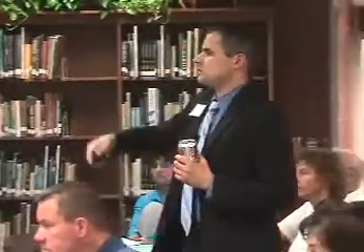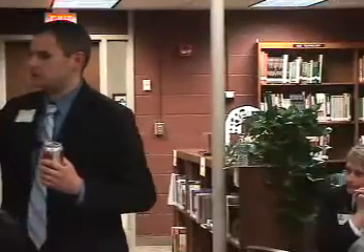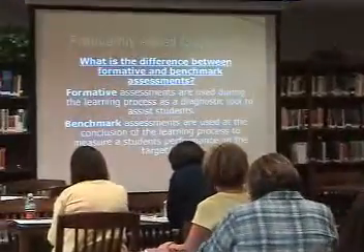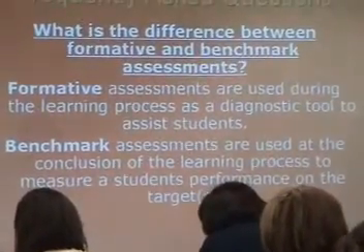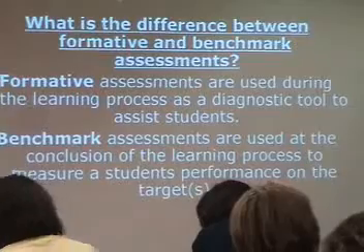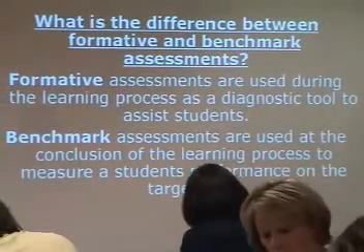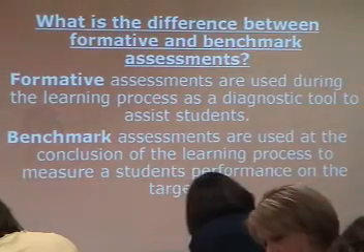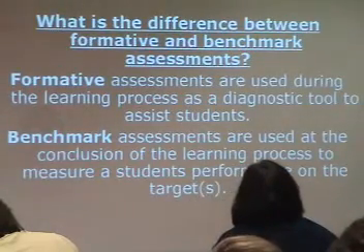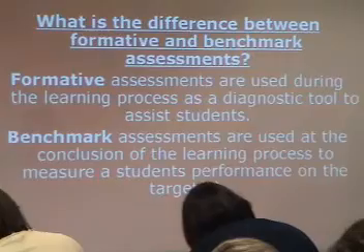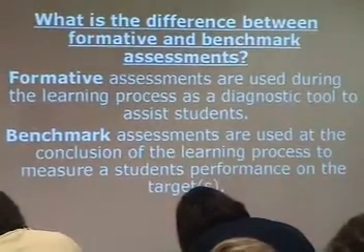Okay? So here's the difference between formative and benchmarks. We've talked about it, but I just put it up here in plain language for you. Formative assessments are used during the learning. They're used as a diagnostic tool to assist students. Their primary purpose is to help students know where they're at and where they need to go. Benchmark assessments are used at the conclusion of learning. They're used to measure the student's performance on the targets. And again, the benchmarks are the ones where the grade comes into play.